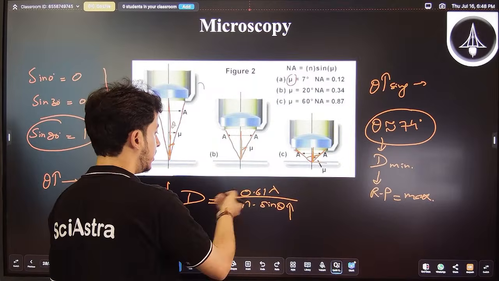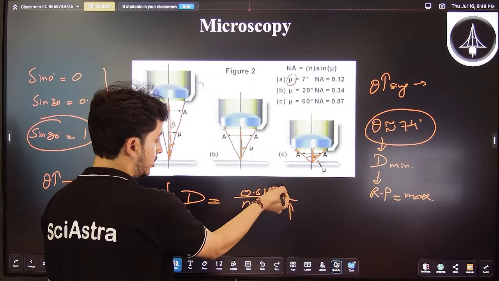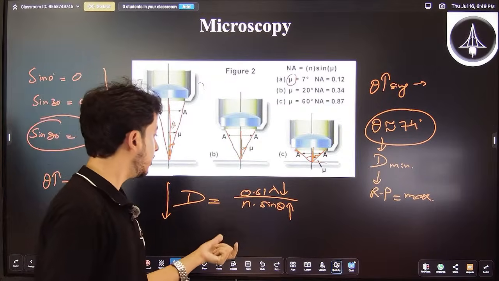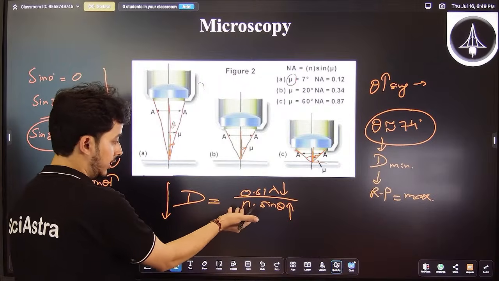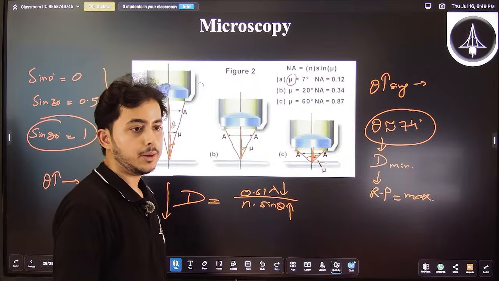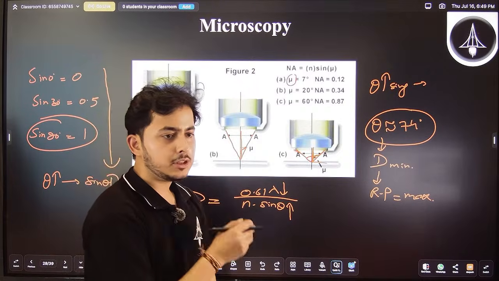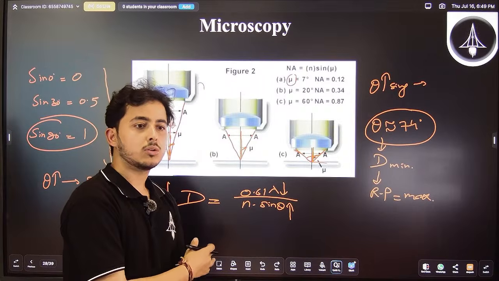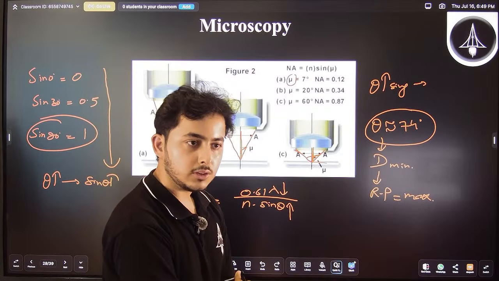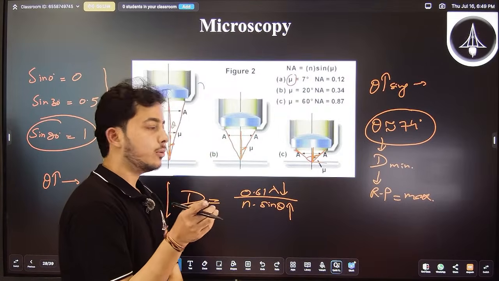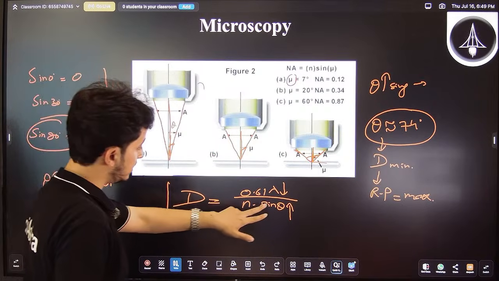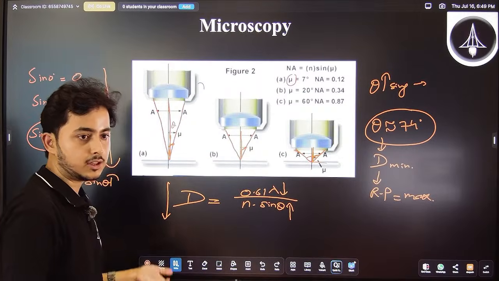Now you can see, this is a direct and inverse relationship. If you decrease the wavelength, the limit of resolution will decrease, because it is in the numerator. If you increase the refractive index, the limit of resolution will also decrease. Yeah, around 74 degrees is the max angle that you can go. As sine theta increases, the denominator increases, so d will decrease; if sine theta is less, then d will increase. That is correct.